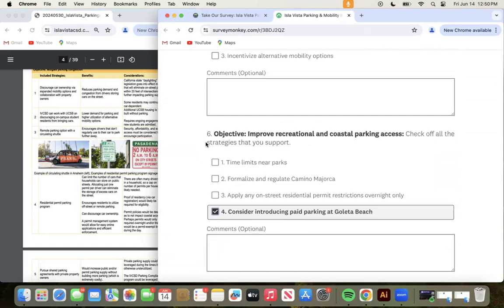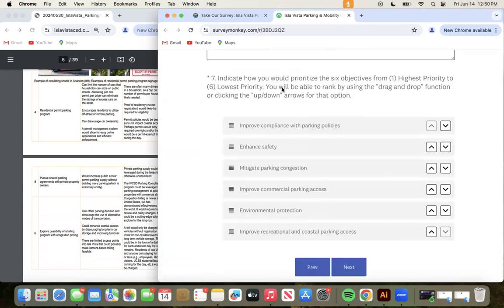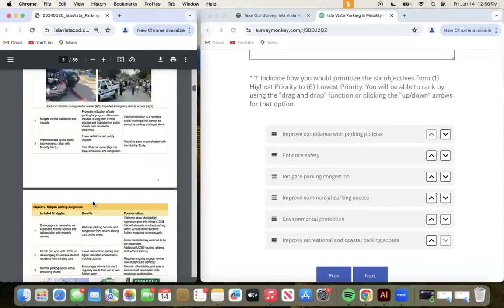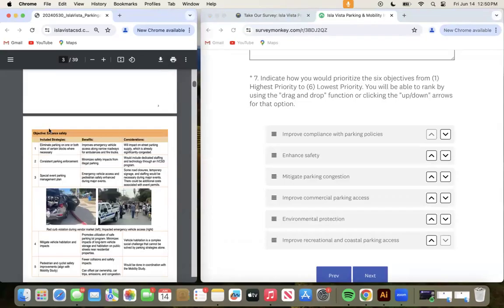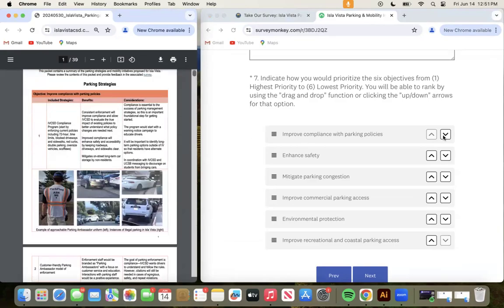Once you have answered questions 1 through 6, you'll reach question number 7, where it asks you to indicate how you would prioritize the 6 objectives from highest priority to lowest priority. So just in case there's any confusion here, you are focusing on the objectives themselves, not necessarily the strategies. And you're going to rank which ones are the most important to you.